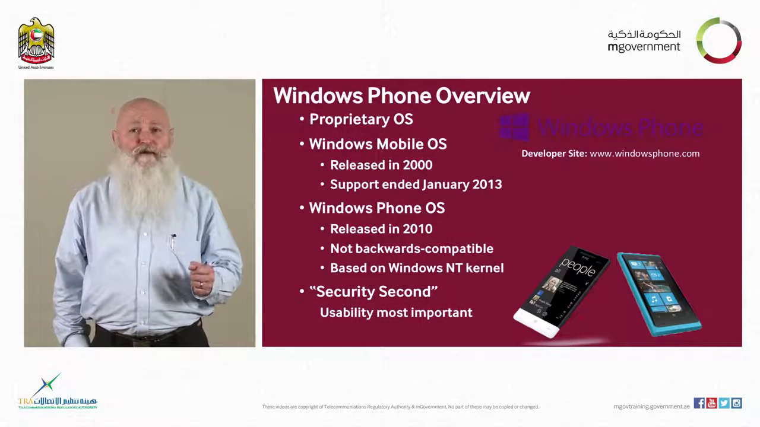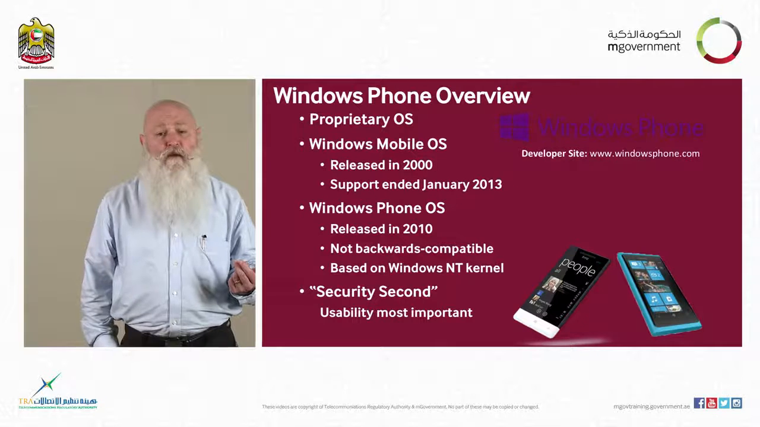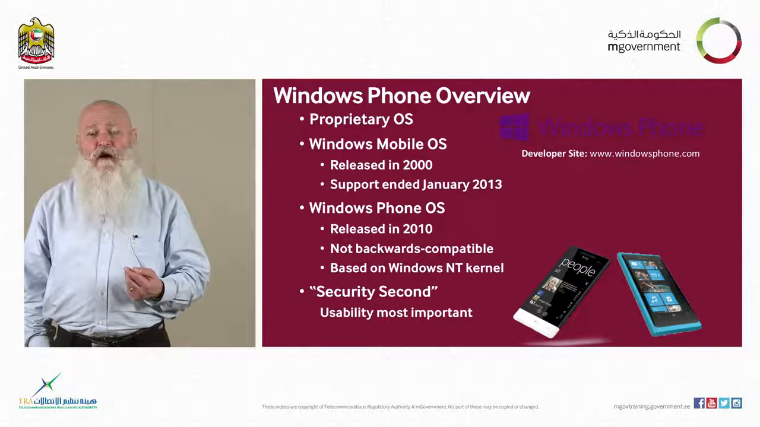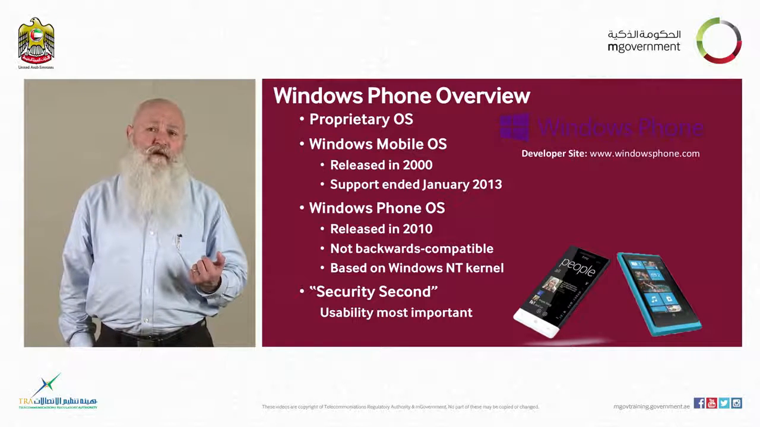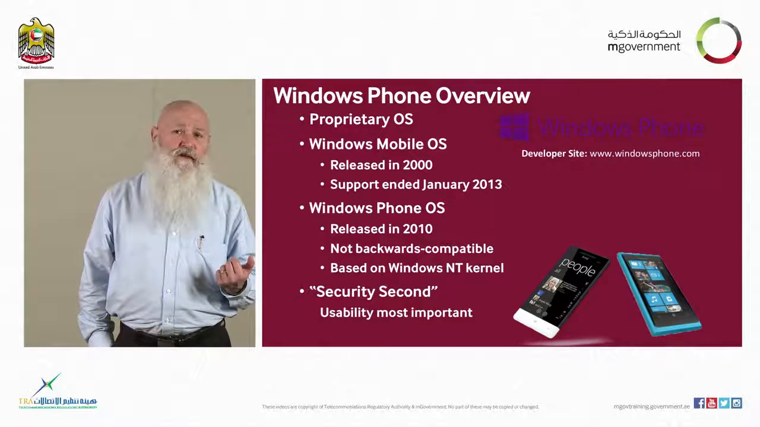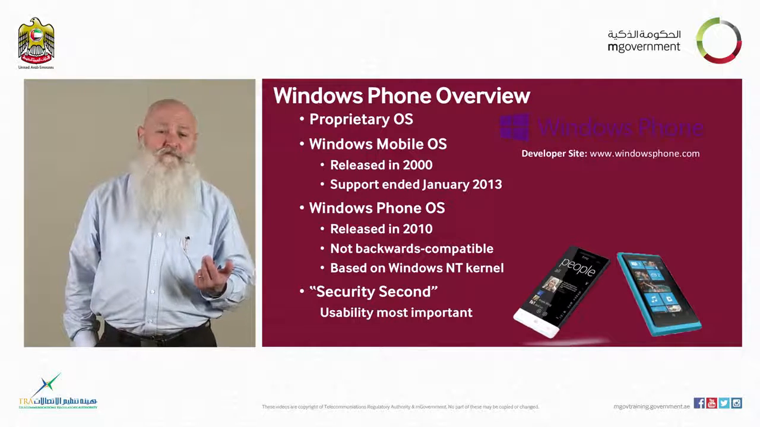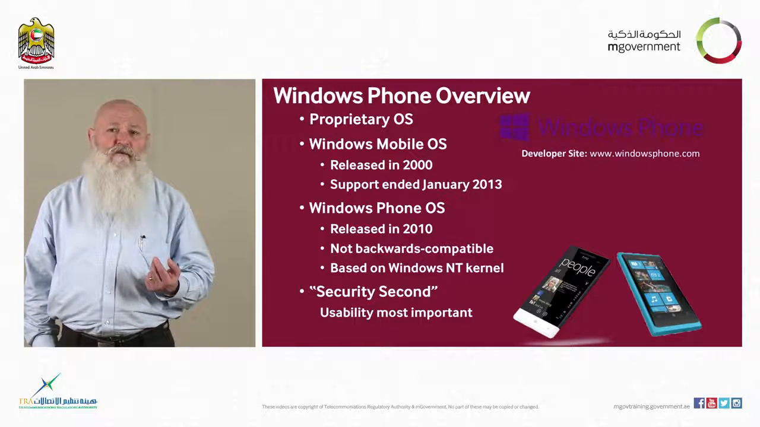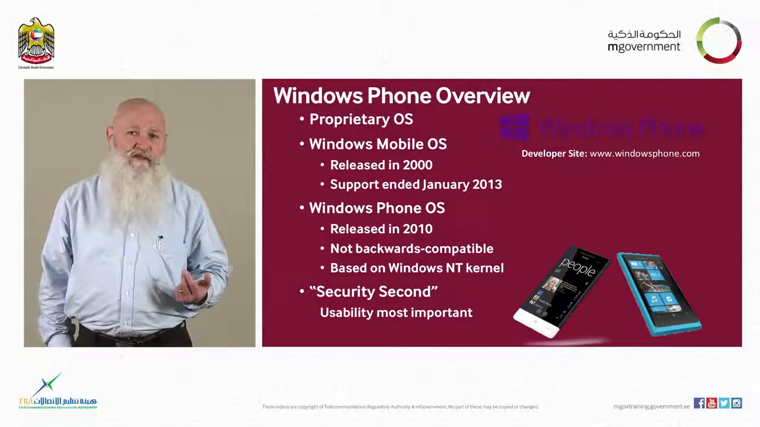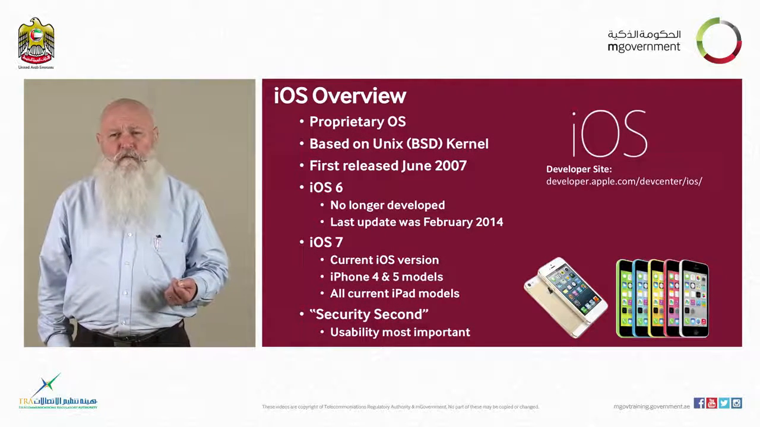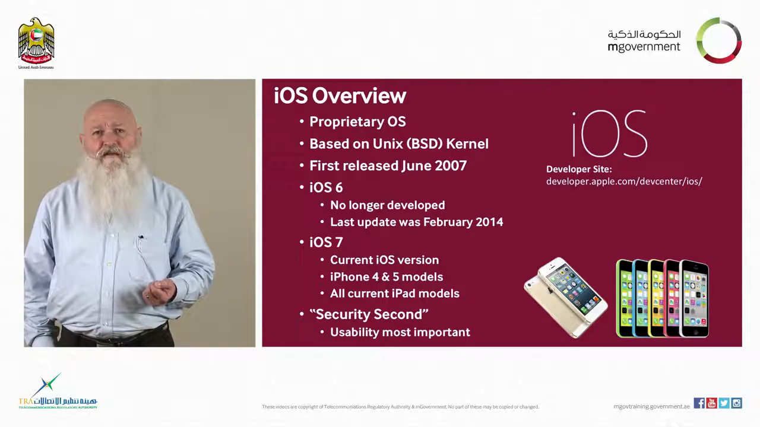The Windows Phone is a proprietary operating system, today based on the Windows NT kernel, much the same as Windows 7 or Vista or the modern Windows 8 family of operating systems. It's not backwards compatible with the previous versions, and it has a slightly different security model from the other 3 platforms, all of which are based on Unix kernels. Security is a secondary consideration with this and the other 3 platforms, as this was designed originally as a consumer device. The iOS or iPhone is also a proprietary operating system based on a BSD Unix kernel.